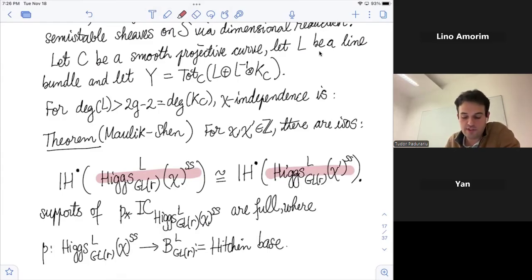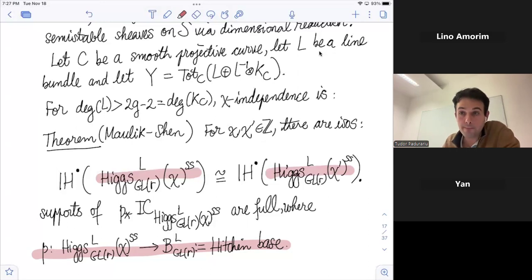And how does one prove such a theorem? One considers the map to the Hitchin base from the space of Higgs bundles to this large affine space. The Hitchin base parameterizes spectral curves, and over the open locus of smooth spectral curves, the fibers of the Hitchin map are Jacobians over smooth curves.